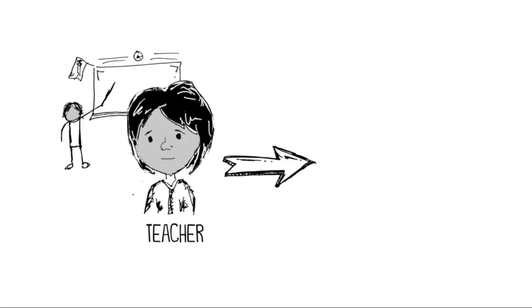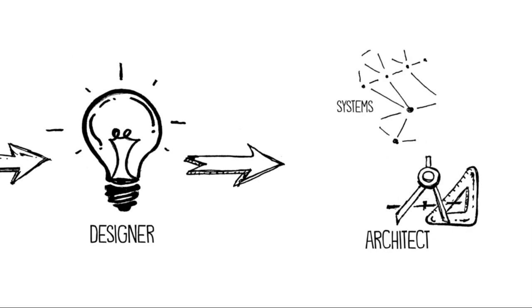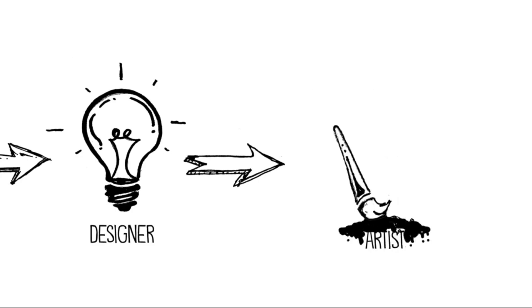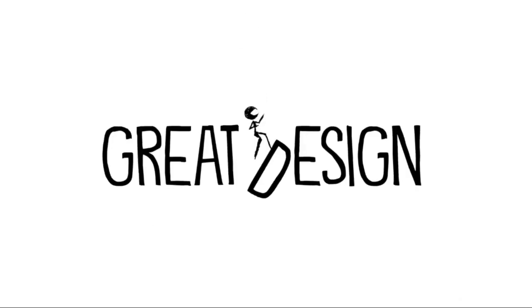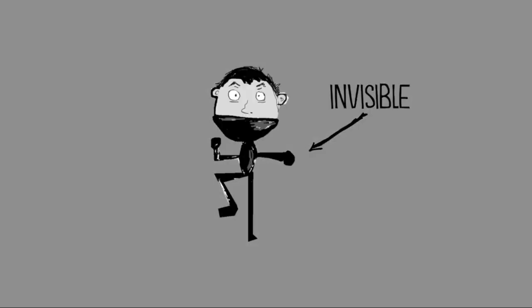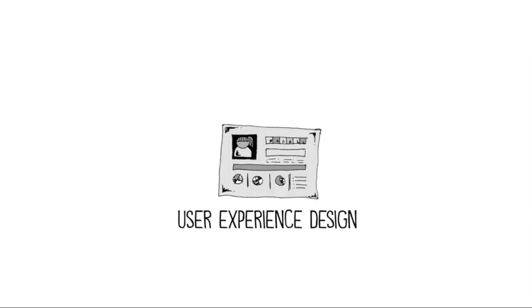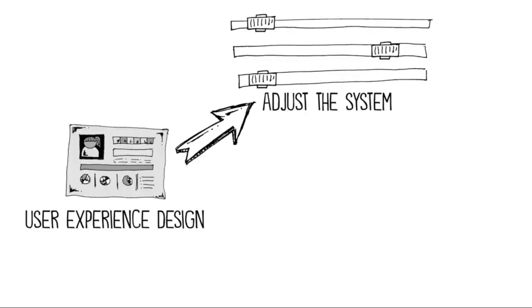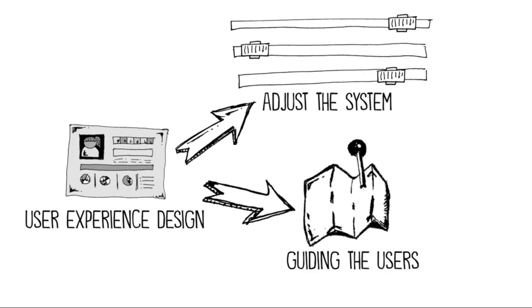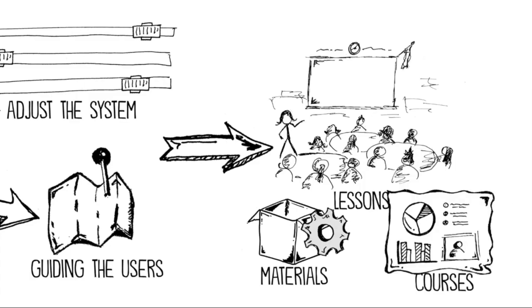If you're a teacher, you're also a designer. You're the architect designing the physical space and creating the systems for your classroom community. And you're the artist designing the units and projects and materials for your students. And great design is like a ninja. It might seem invisible, but it's also powerful, which is why I love the idea of user experience design theory, or UX design theory. With UX design, you adjust the systems to the user while also guiding them toward an ideal outcome. And this can be helpful as you design courses, lessons, and materials for your students.